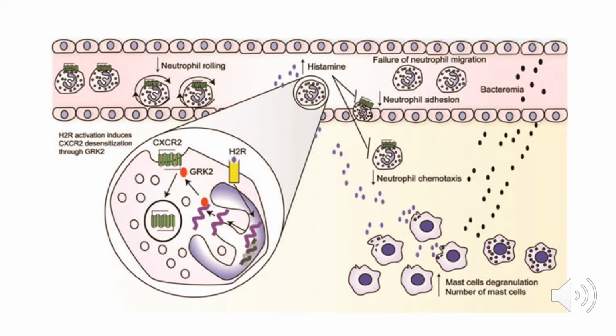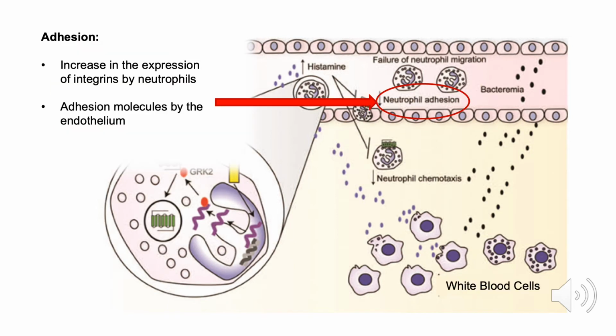The recruitment of neutrophils to a site of inflammation is increased in diabetic patients suffering from infection and/or sepsis. Adhesion is due to an increase in the expression of integrins by neutrophils and adhesion molecules by the endothelium. This causes neutrophils to stimulate the expression of endothelial cells, contributing to the abnormalities of the host's immune response.